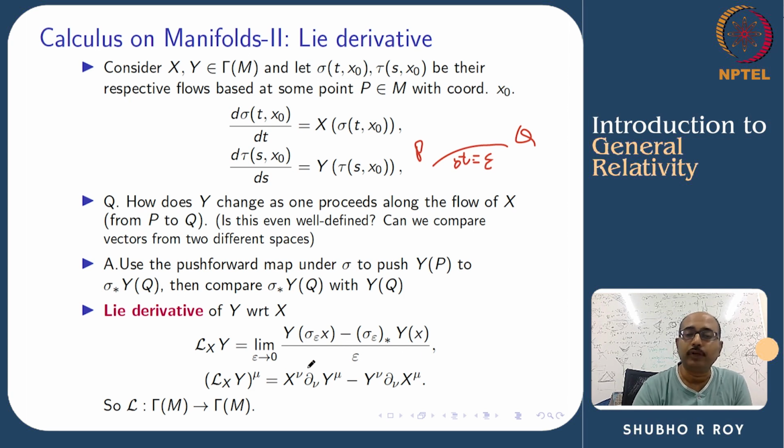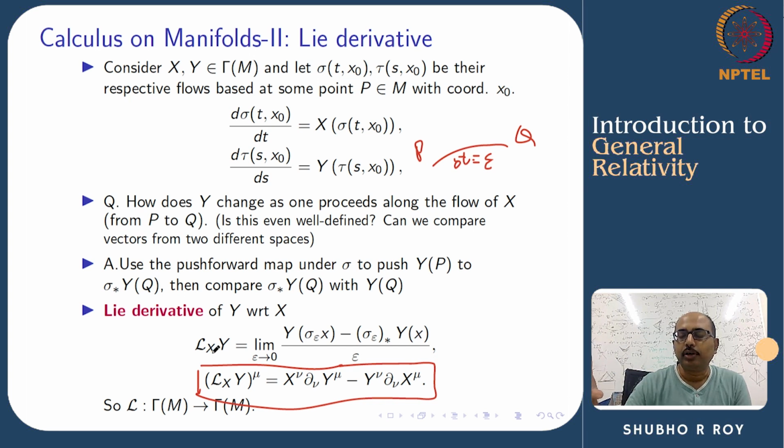Please refer to the notes where I've done the detailed math. I'm not going to do it in the lecture itself because it's just high school algebra: Taylor expansion and then cancellations, which will lead you to the expression. So the Lie derivative of the vector field y with respect to x measures how y is changing along the integral curve or flow generated by x. Now it turns out that this is also a vector, because the difference between two vectors is a vector. So the Lie derivative of a vector field is another vector field.